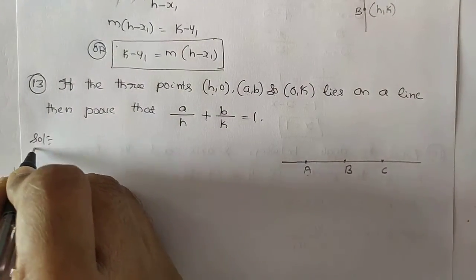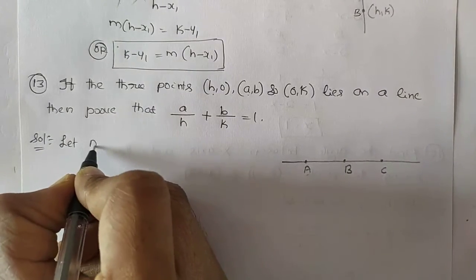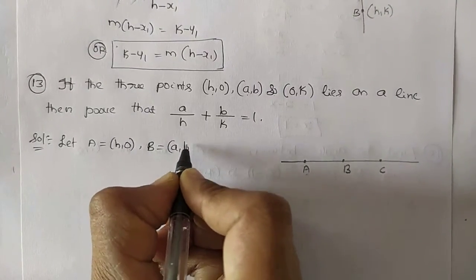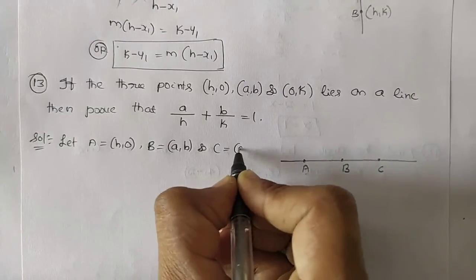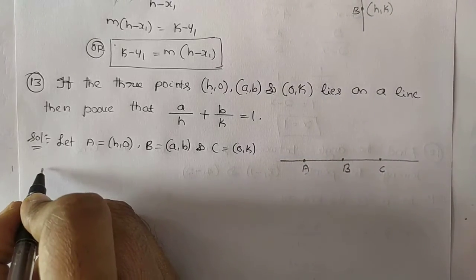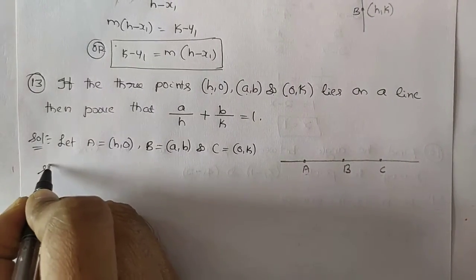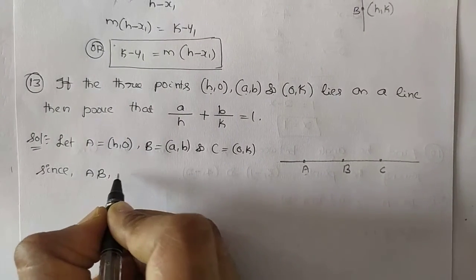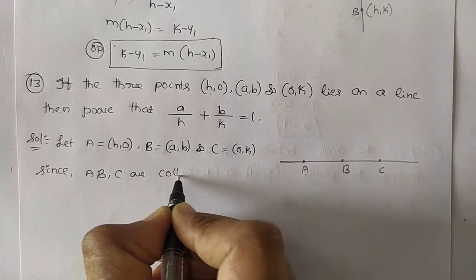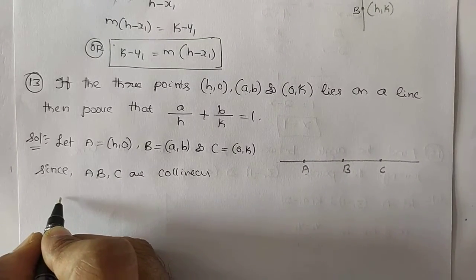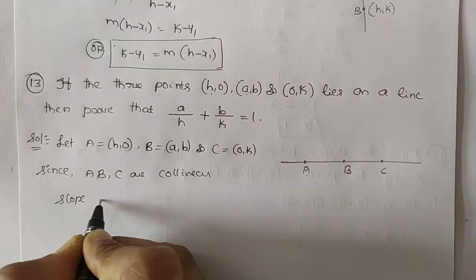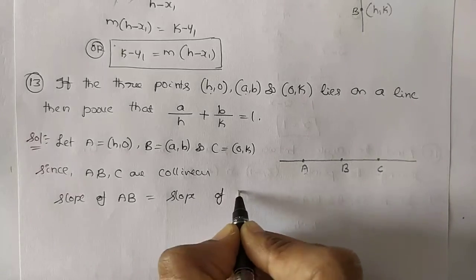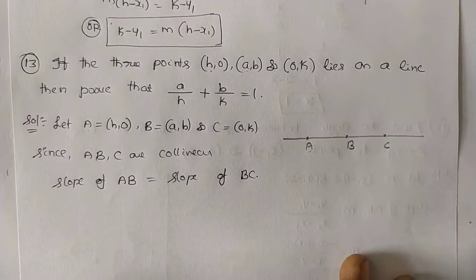Solution. Let us write down the points. Let A be (h, 0), B be (a, b) and C be (0, k). Since A, B, C are collinear, then slope of AB equals slope of BC.